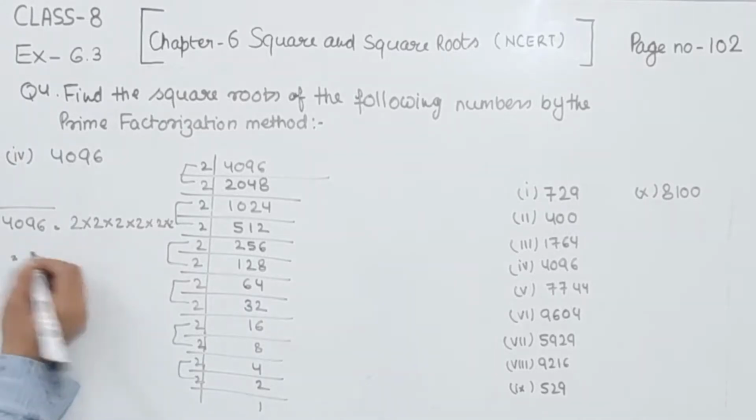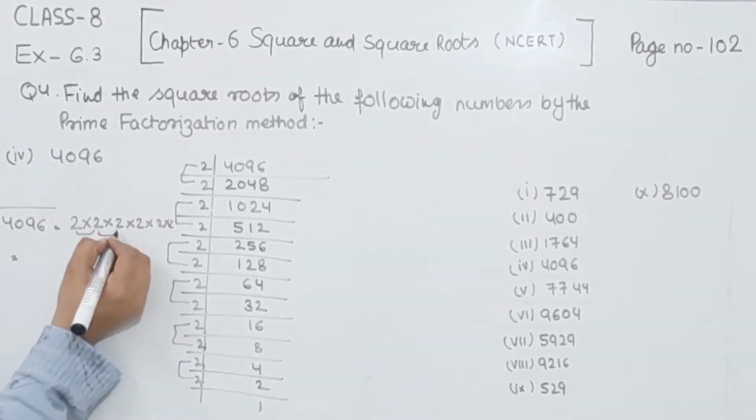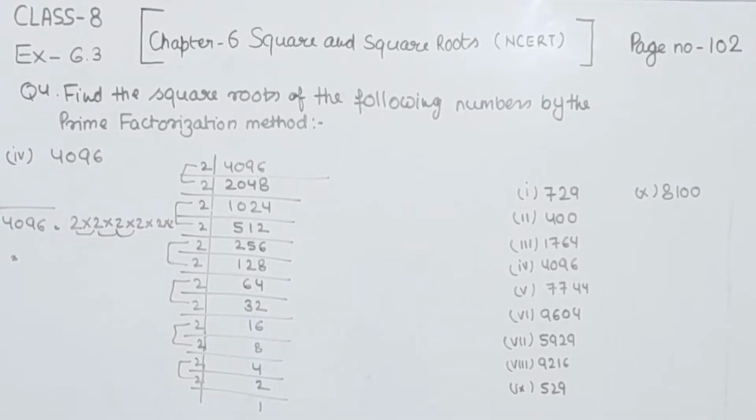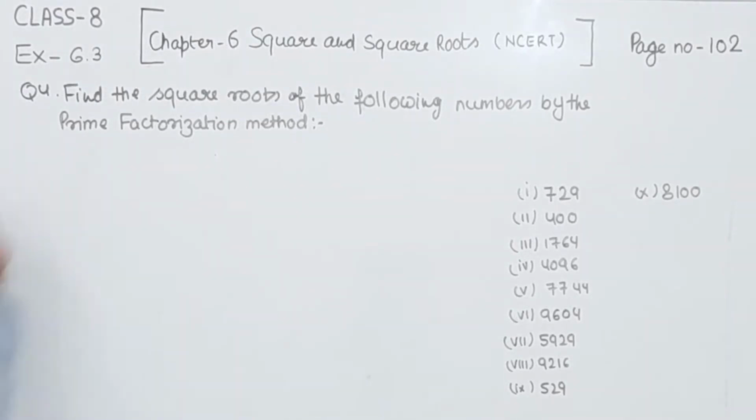Now we are going to multiply this one, so 2 2s are 4, 4 2s are 8, 8 2s are 16, 16 2s are 32, 32 2s are 64. So the square root of 4096 is equal to the 64. This is the part 4. Now comes to the part 5.